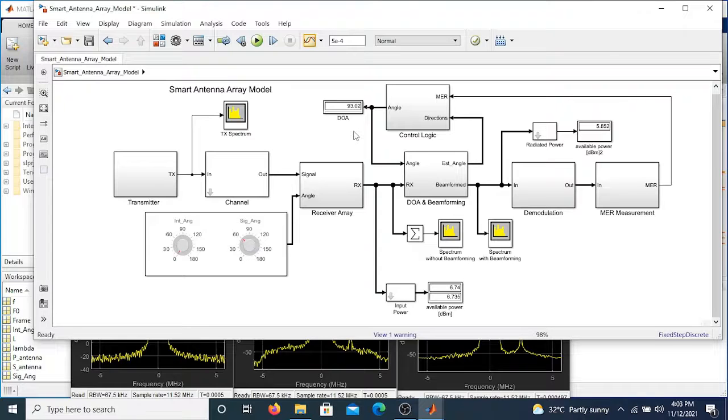So in conclusion, this was the demonstration of the second part of the simulation in Simulink MATLAB. Thank you.